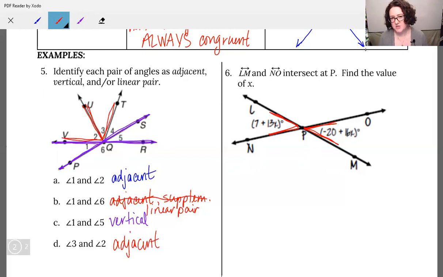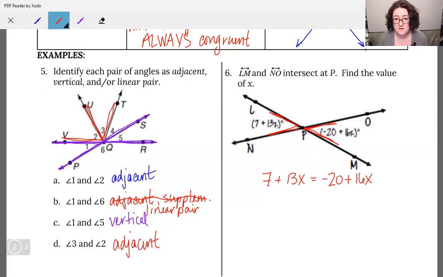So congruent objects have equal measures. If you see that something is congruent to another object and you have an expression written down, you can just set those equal. So I can actually say that 7 plus 13x equals negative 20 plus 16x. And you'll notice I didn't really bother with my parentheses. It wouldn't be a bad thing, but I knew that I was going to set those equal, so I wasn't going to have to worry about distributing any negative signs.